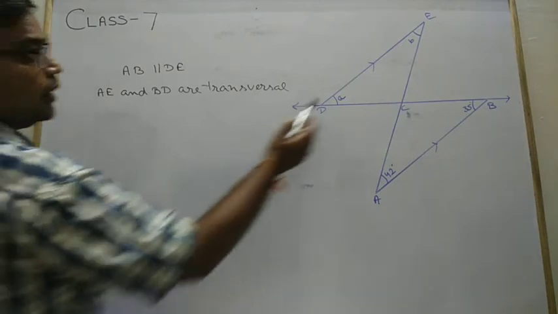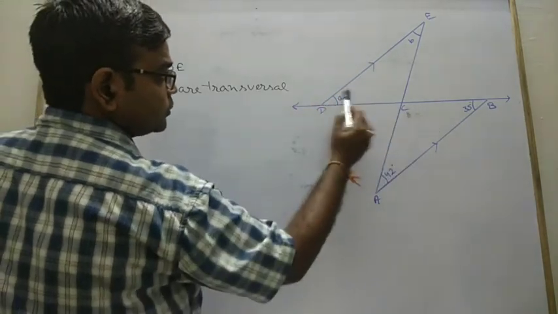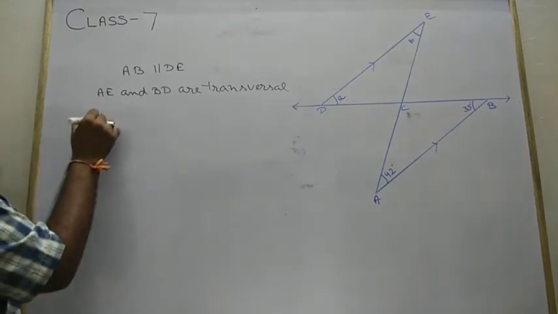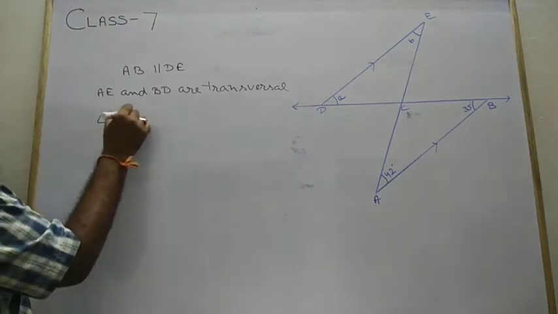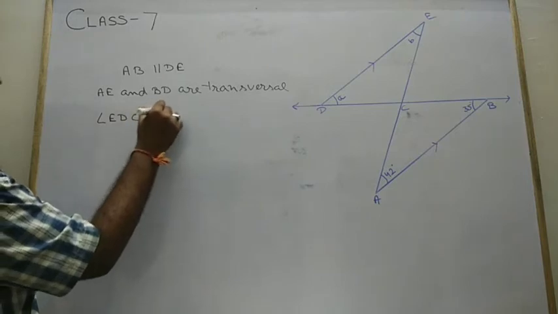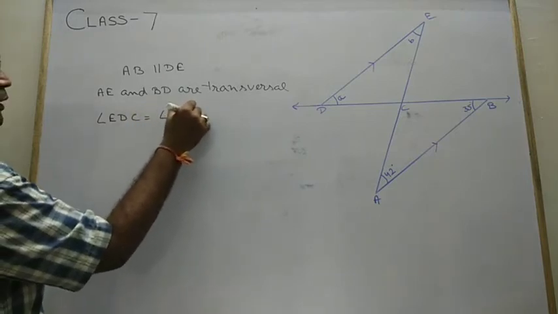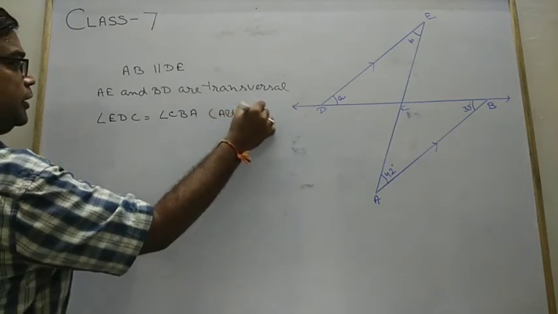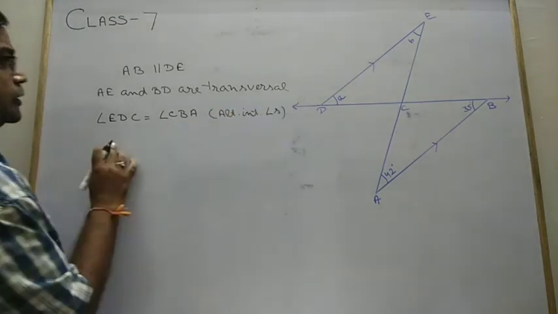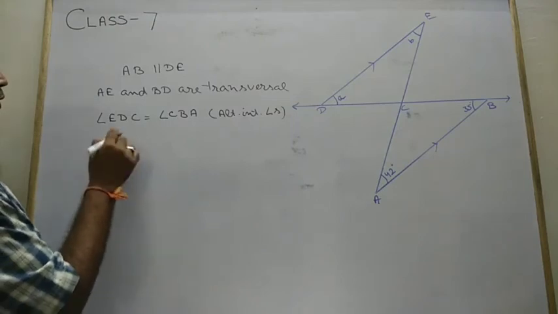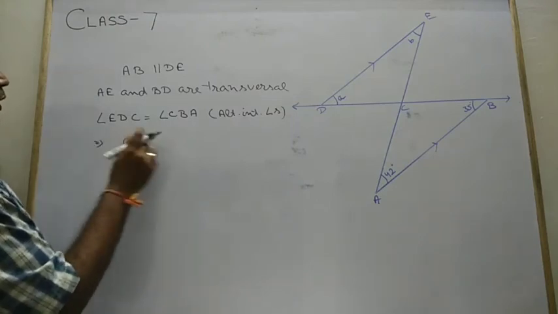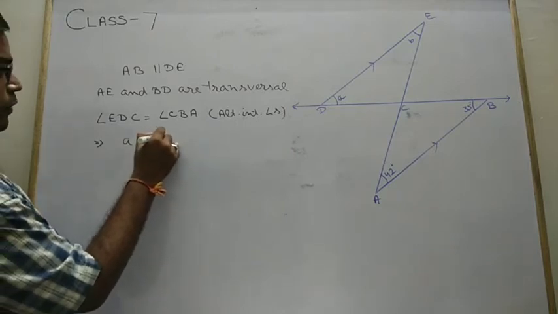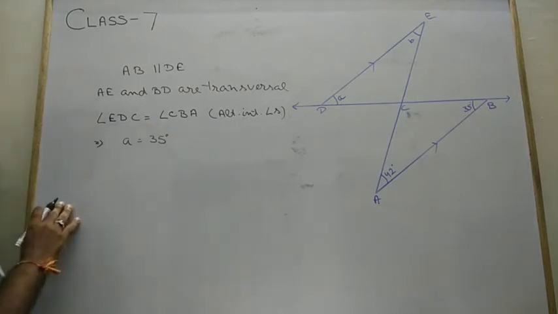So see here, these two lines are parallel, this is a transversal, so these two angles are equal to each other, meaning angle EDC equals angle CBA. Why? Because they are alternate interior angles. So what is the value of EDC? It's a. And what is the value of CBA? It's 35 degrees. So you have the one solution.